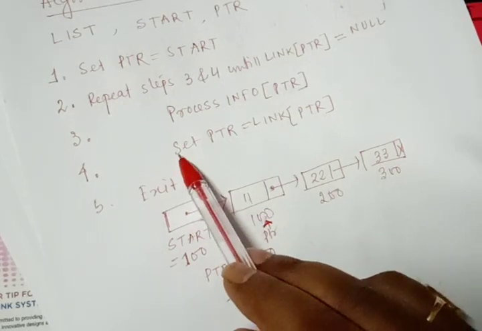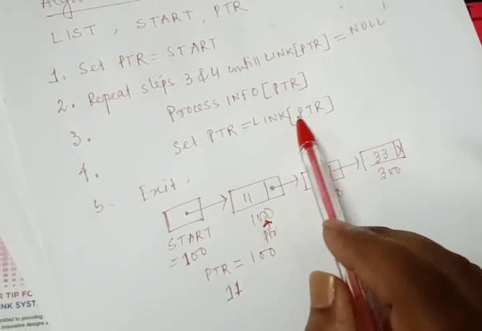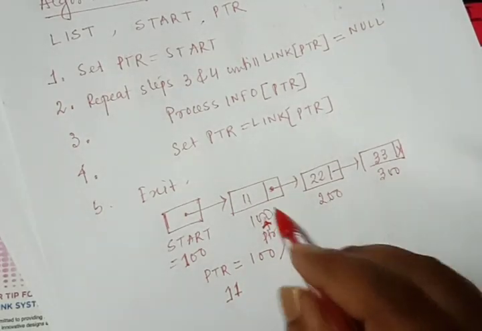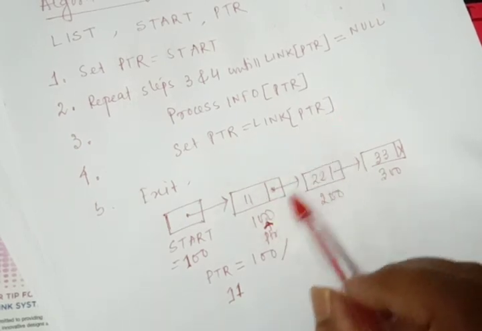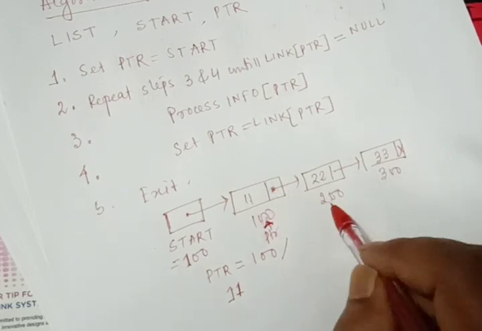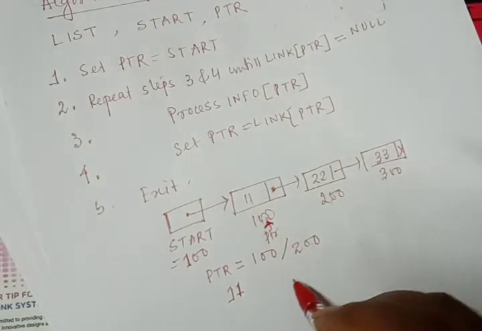Okay, and the next step 4, set ptr equal to link of ptr. Now the value of ptr will change. What will the new value of ptr be? ptr equal to link of ptr. Link of 100 is what? 200. So the new value of ptr is 200.